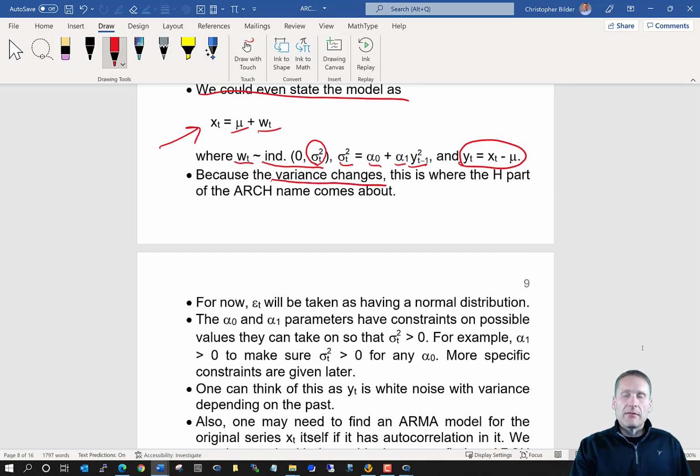Now, with our ARCH model, the variance changes. And so the H in ARCH comes from the word heteroscedastic. That's a term that's often used in statistics to represent differences in variability. So our variability is a function of time, essentially.